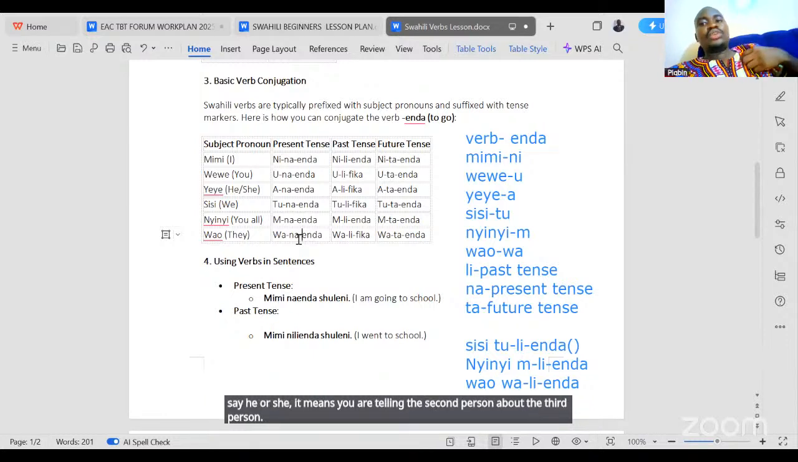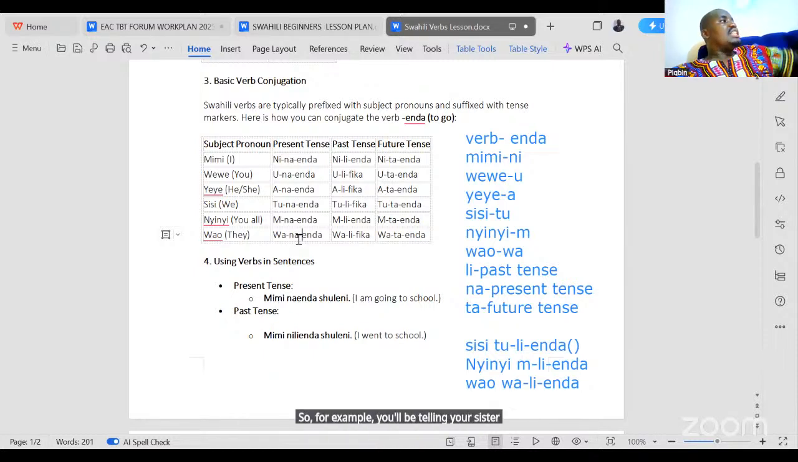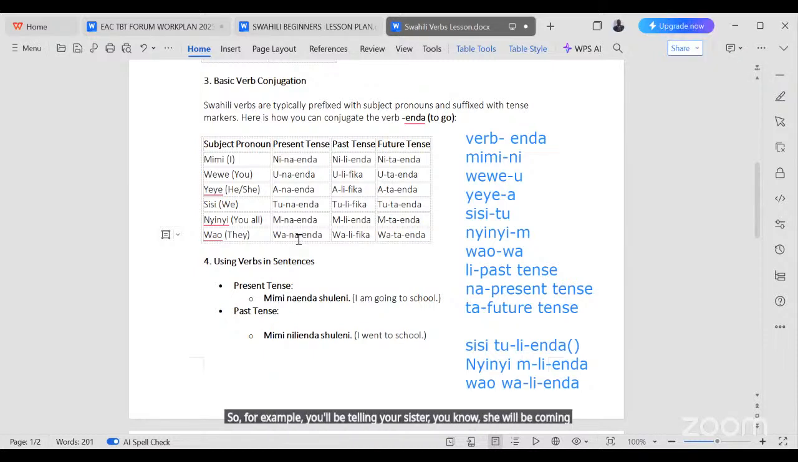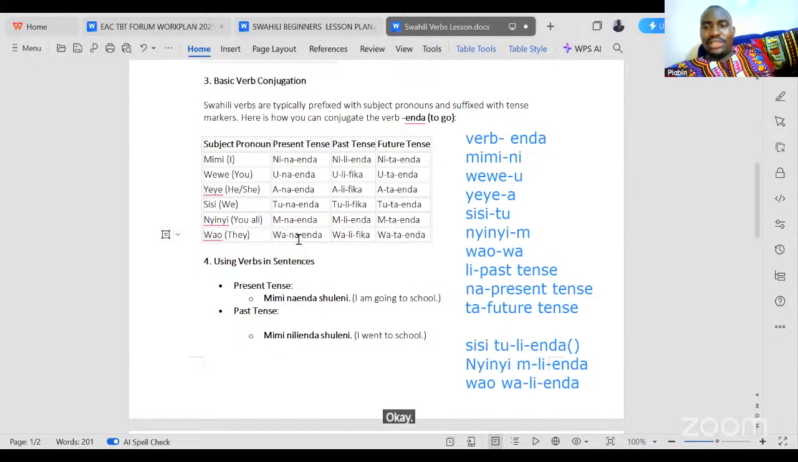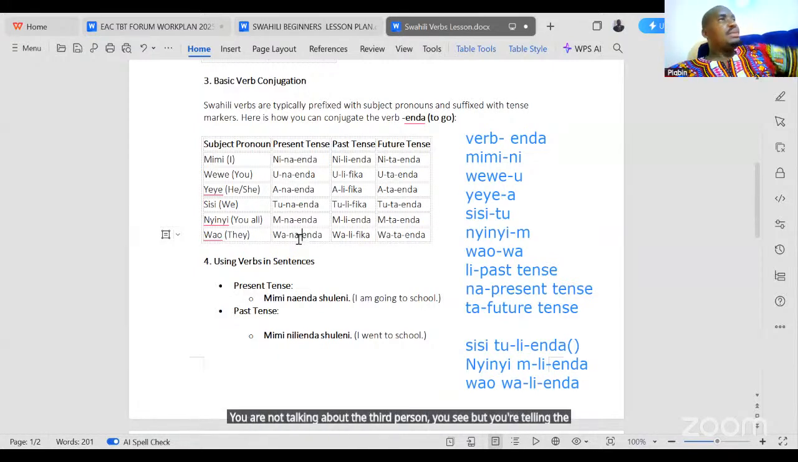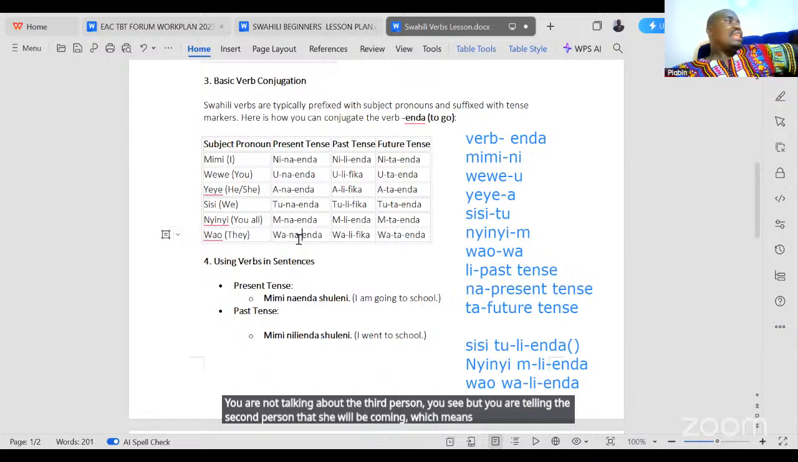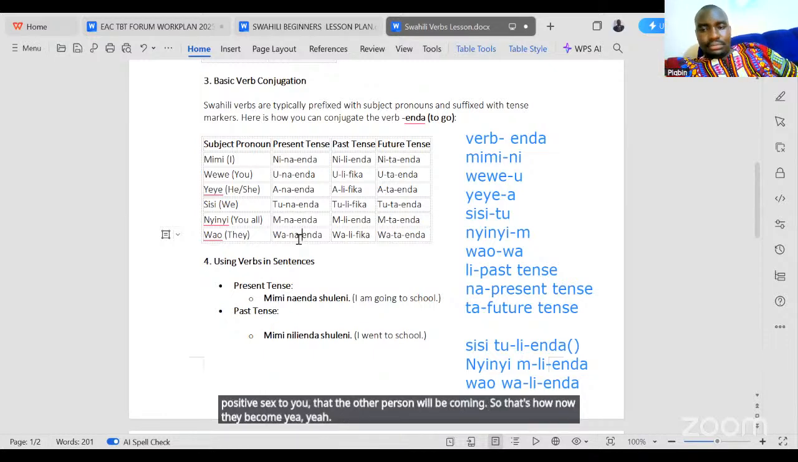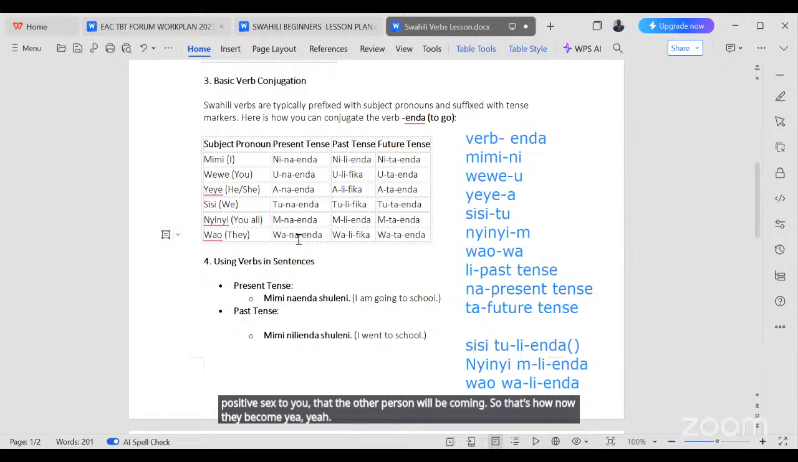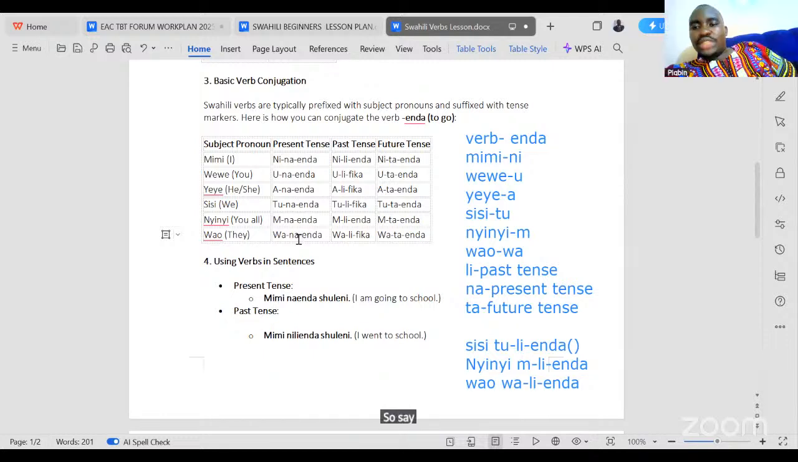So you, for example, will be telling your sister, she will be coming. This she who will be coming is not here. You are not talking to the third person, you see? But you are telling the second person that she will be coming, which means you are telling the person next to you that the other person will be coming. So that's how they become yeye. So I'll say, yeye atakuja, which means she will be coming. So this she is a third person.